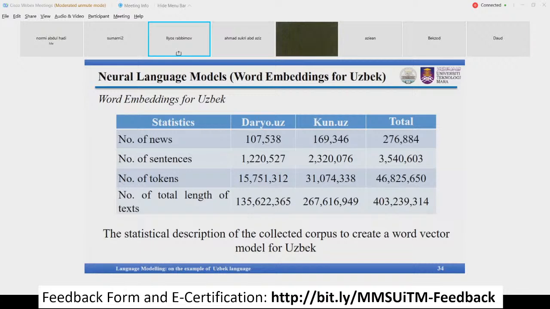Word embeddings for Uzbek. To create word vectors for the Uzbek language, we collected a corpus from the most popular news sites in Uzbekistan. The number of tokens in the corpus is approximately 47 million. This corpus was used to train our language model.